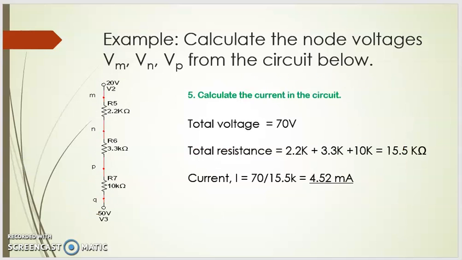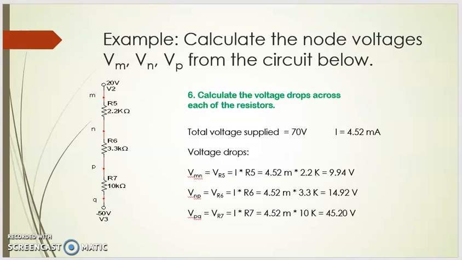Having calculated the total voltage supply, we need to calculate the current. We first find the total resistance, which is 15.5 kilo ohms. We know we have one path, so this is a series circuit, so we must add the individual resistors. We use Ohm's law, 70 divided by 15.5k to give us 4.52 milliamps.